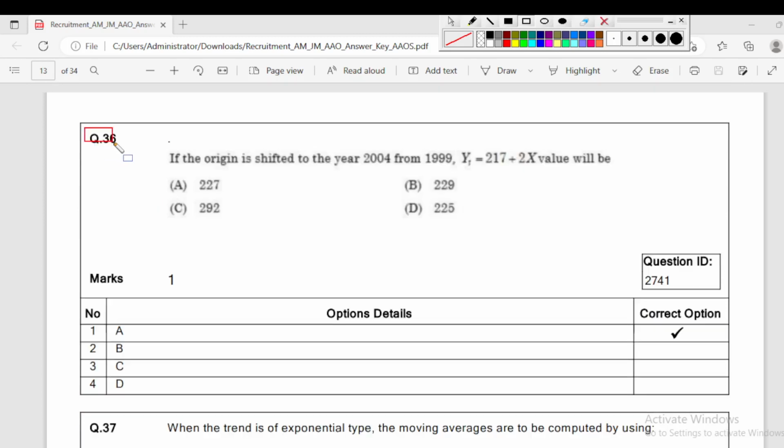Question number 36. If the origin is shifted to the year 2004 from 1999, Yt equals 217 plus twice x value will be: option A 227, option B 229, option C 292, and option D 225. Option A is correct, 227.